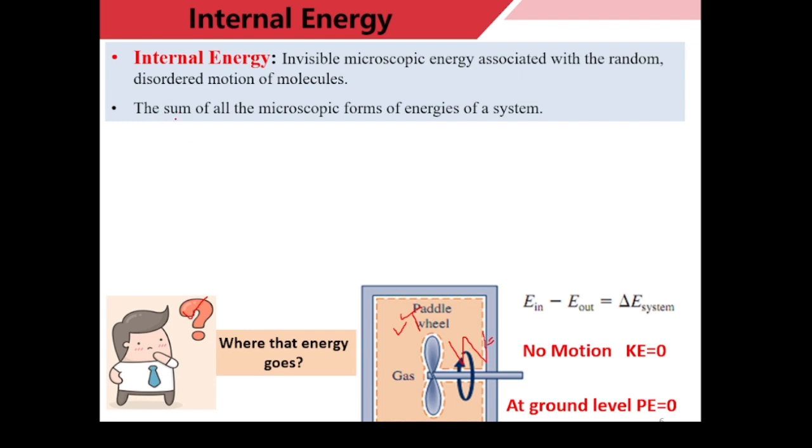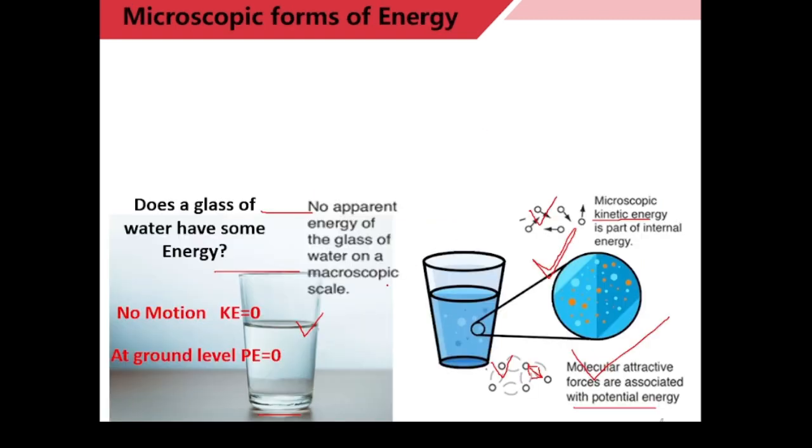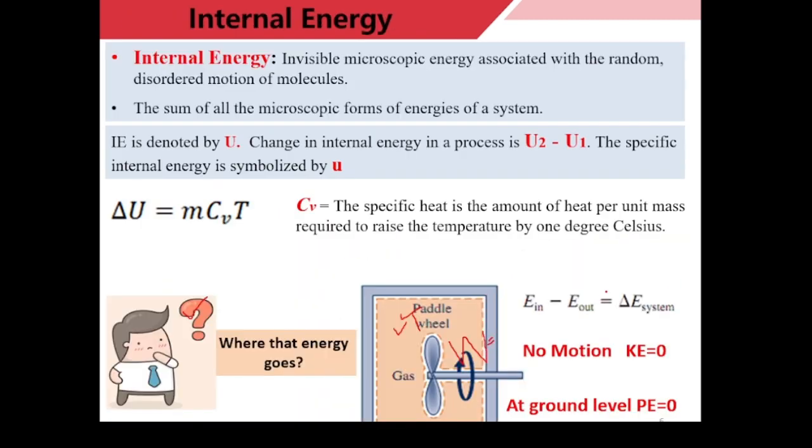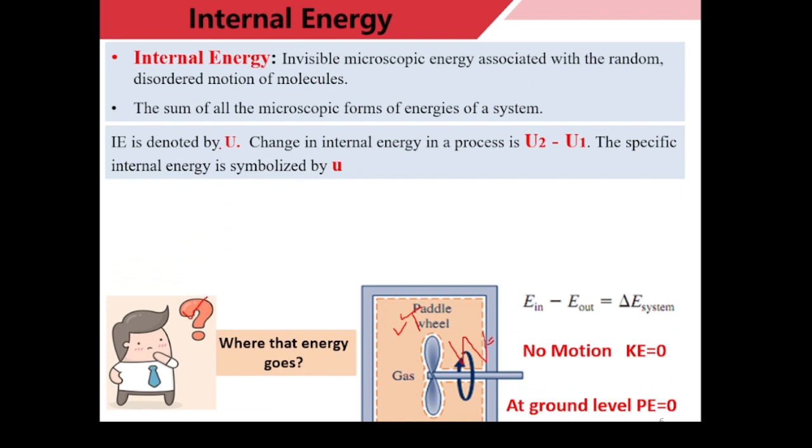You can also say the sum of all the microscopic forms of energy of a system is called internal energy. Like in this example, this glass of water has some internal energy, also called microscopic forms of energy. Internal energy is denoted by U. The change in internal energy is equal to U2 minus U1. The specific internal energy is symbolized by u.